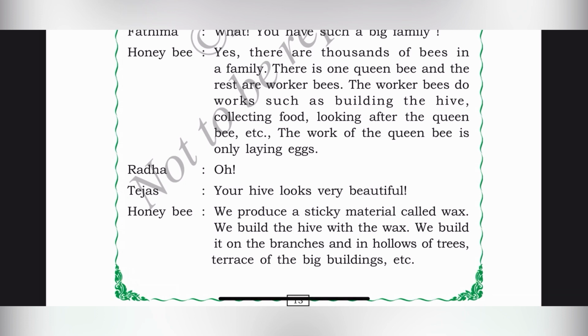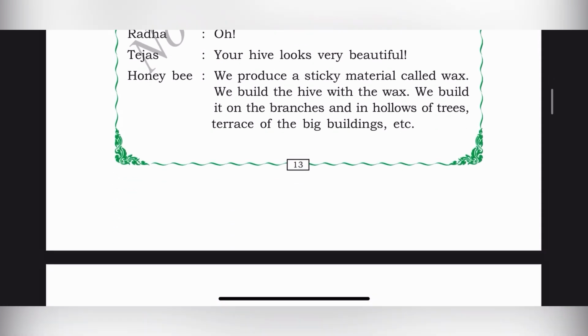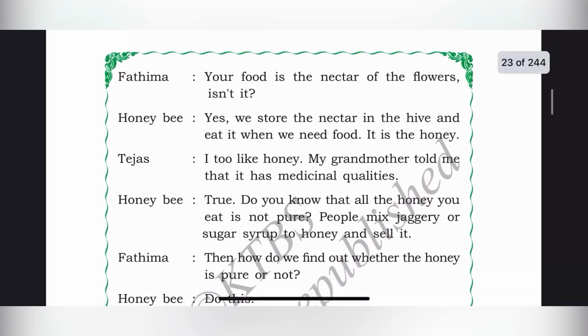Radha: Oh, your hive looks very beautiful. Honeybee: We produce a sticky material called wax. We build the hive with the wax. We build it on the branches and in hollows of trees, on terraces of big buildings, etc. So children, here the three children Radha, Fatima and Tejas are wondering about the honey and honeybees. They are having a conversation with the honeybee about honeybees and the hive that they built. The honeybee is answering their questions. So now let us move on to the next session.